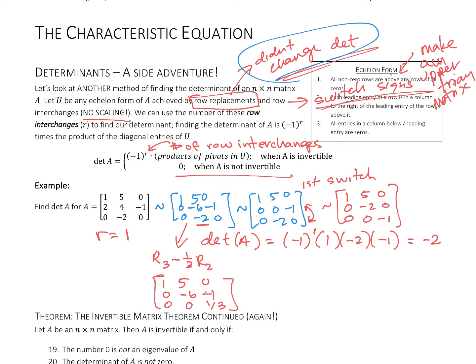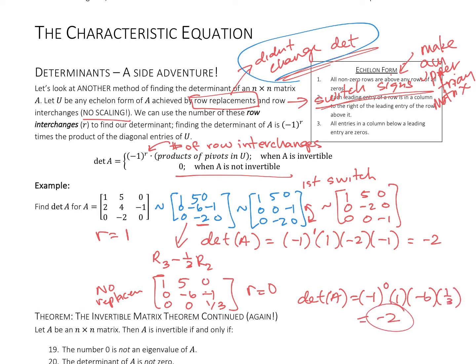And in this one, I've done no replacements. So this tells me that r equals 0. So my determinant here, just to show that it still works, would be -1 to the 0, which is always 1, not 0, just throw that one out there, times 1, -6, and 1/3. -6 times a third is -2. This is 1. This gives me my -2 again.